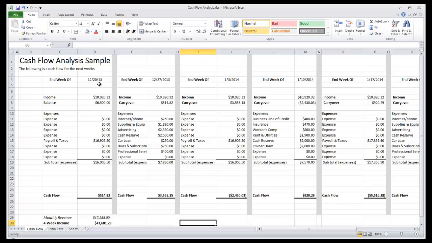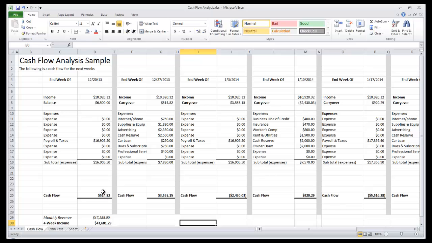12/20/2013. So basically we're talking in this whole section about everything that's going to happen in the week that ends on 12/20/2013. We can see that we are starting with a balance of $6,500 and that we have an income that we're expecting during this week, say from the 13th through the 20th, of $10,920.32. And then in this section is where we're going to list our expenses, and then down here we're going to see what do we have left over, okay?